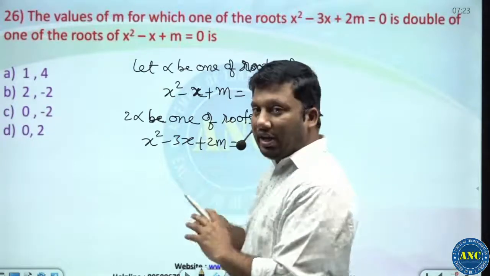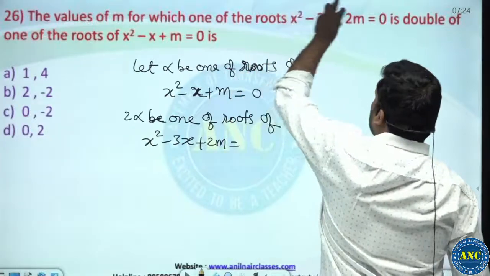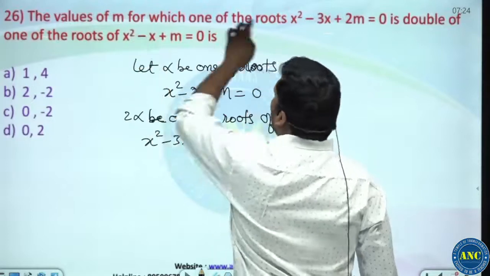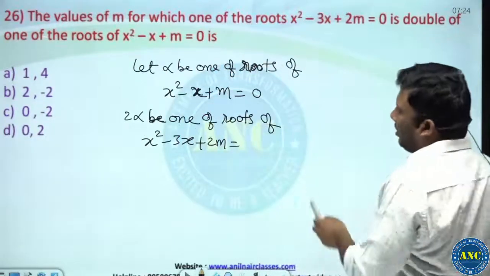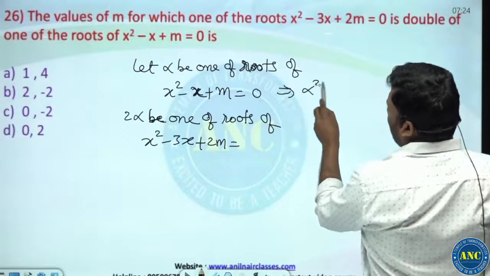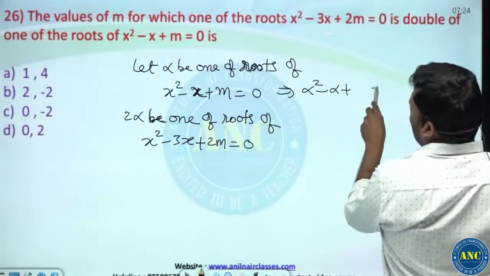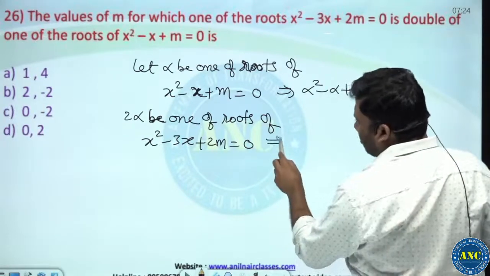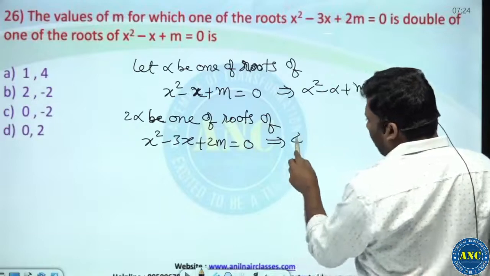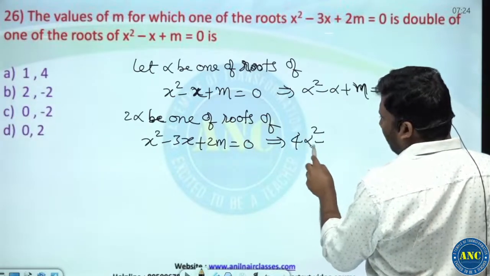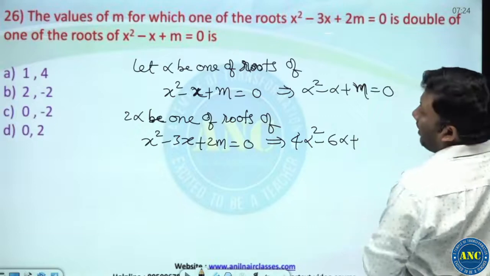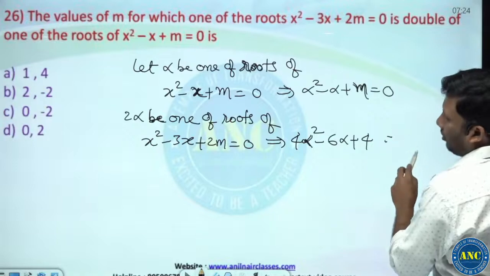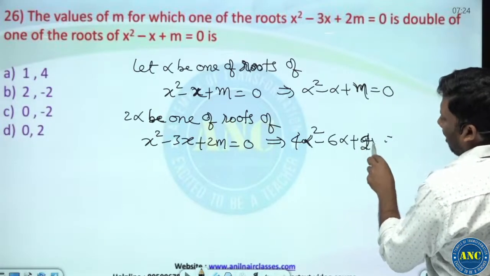There are two quadratic equations. One root for this one is double of the root of the other. If alpha is a root for this equation, double will be 2 alpha. So this will become alpha square minus alpha plus m equivalent to 0. If I substitute 2 alpha, 4 alpha square minus 6 alpha plus 2m equivalent to 0.